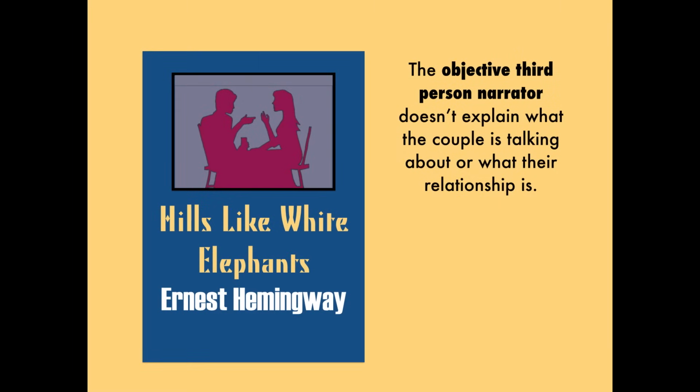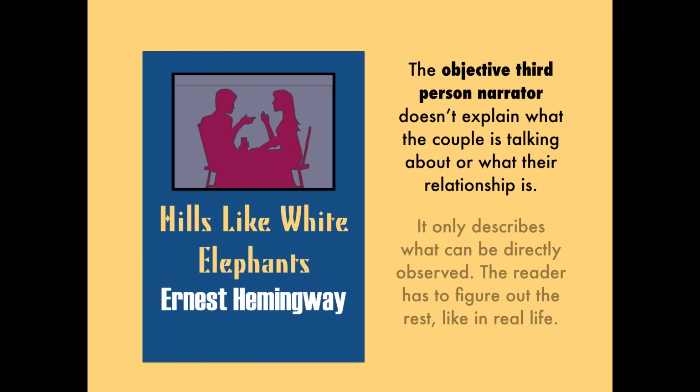A well-known example of this is Ernest Hemingway's story, Hills Like White Elephants. The narrator tells us what the characters say, but doesn't explain what they're talking about. It doesn't say what the relationship is between the characters or what kind of operation the woman is going to have, because it only knows what can be observed with the five senses. The objective point of view allows no opinions from the narrator or insights into why characters do what they do. Figuring that stuff out is the reader's job, like it is in real life.